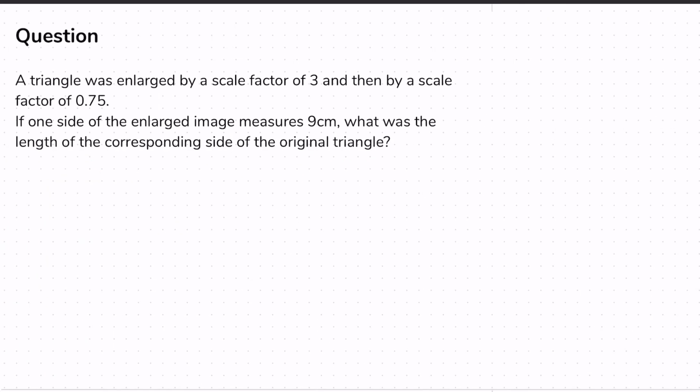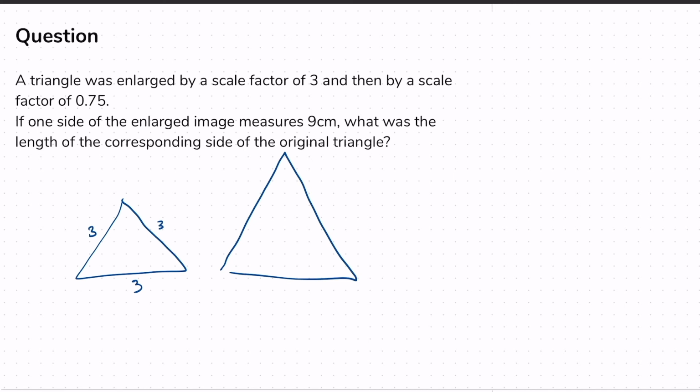Now this next question is going to seem a little bit tricky, but we're going to use a little algebraic trick to hopefully make it seem a little bit easier. So we've got a triangle here, and we are scaling it up by 3 and then by 0.75. So what does that mean? Well, if I have a size of 3, 3, 3, with the new triangle, if I scale it up by 3, it's going to have 3 times 3 over here, so 9 and 9.